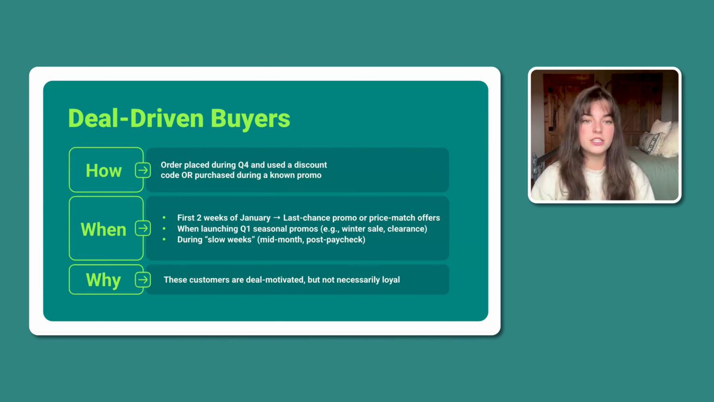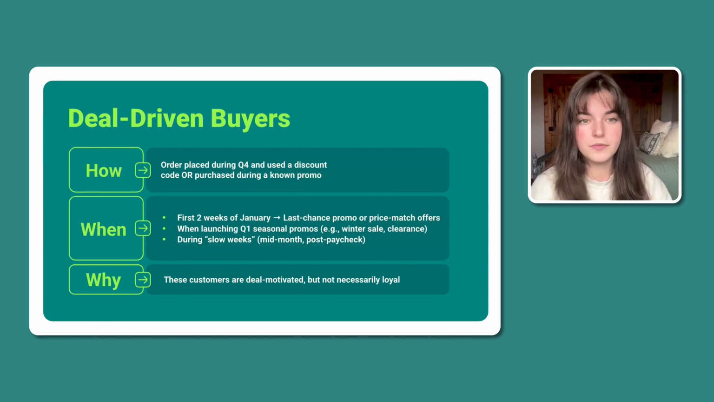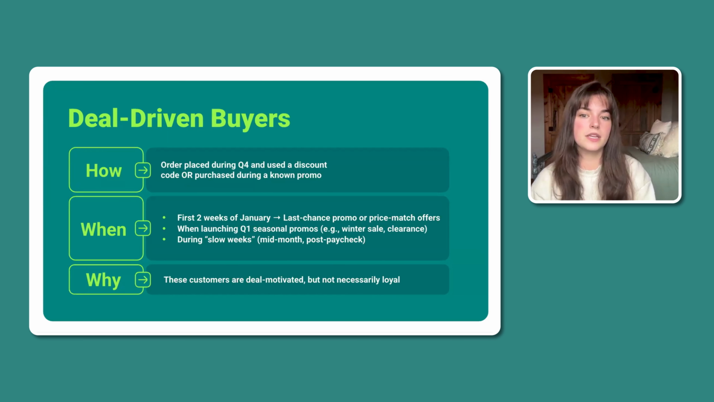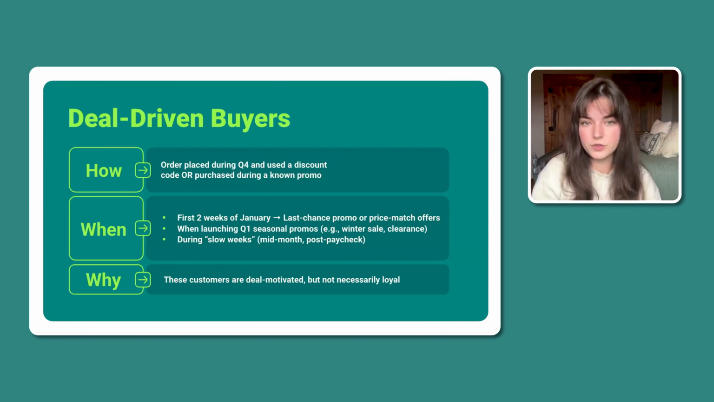So that mid-month post paycheck, this is a really great time and opportunity to try and get those deal-driven buyers to purchase again. All right, so why do you want to use this? Again, these customers are deal motivated, but they're not necessarily loyal. And then you can also test price sensitivity. If you're kickstarting your loyalty system, start building loyalty behavior by promoting points instead of promos. Again, I think this is a really great opportunity to test.